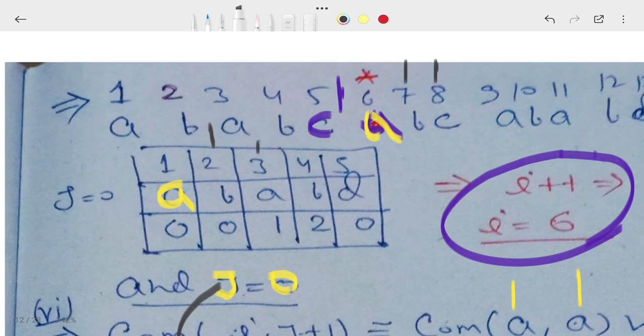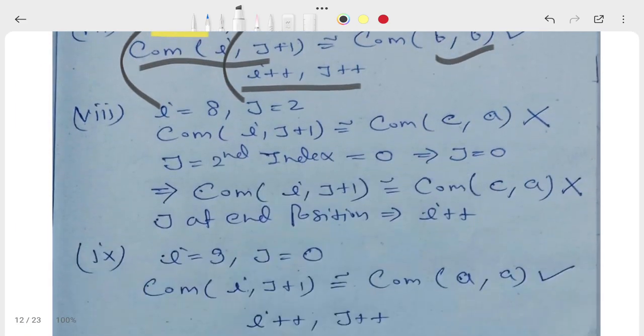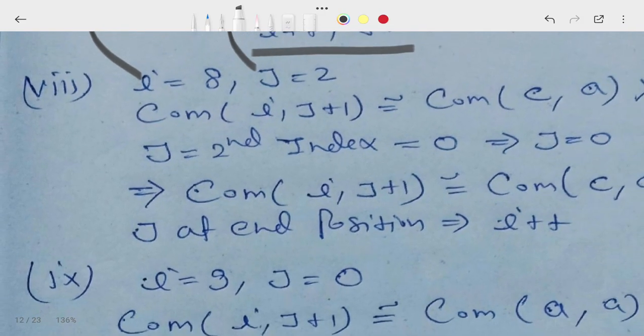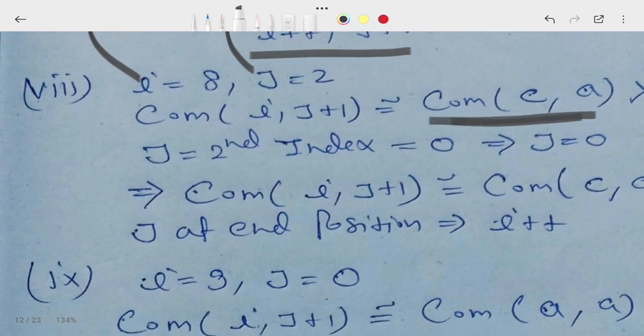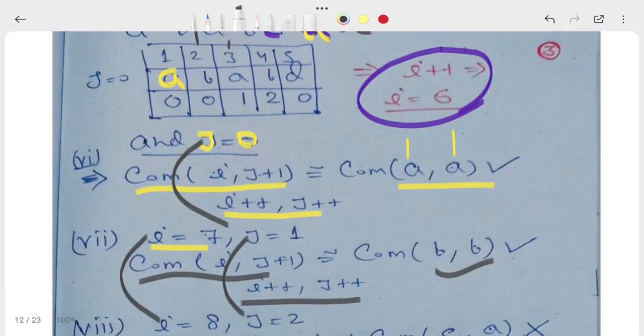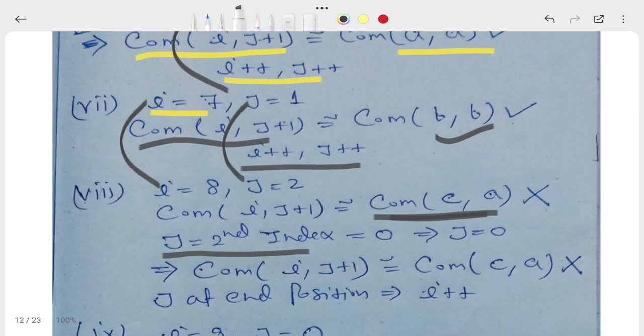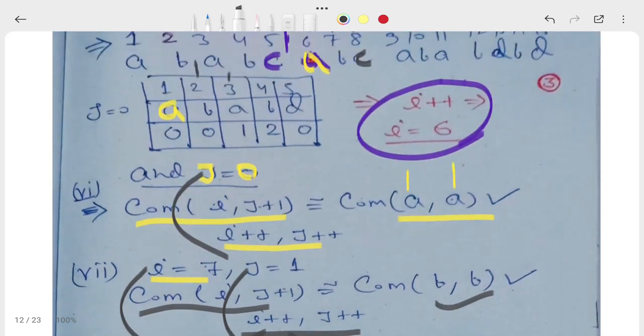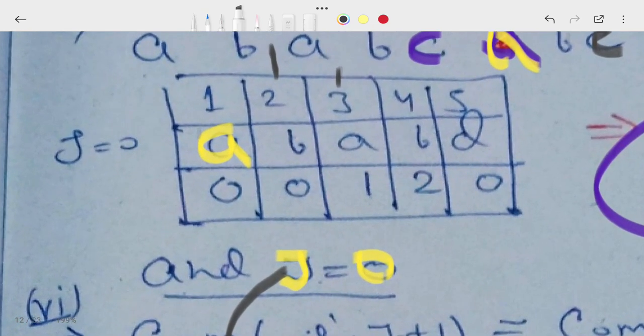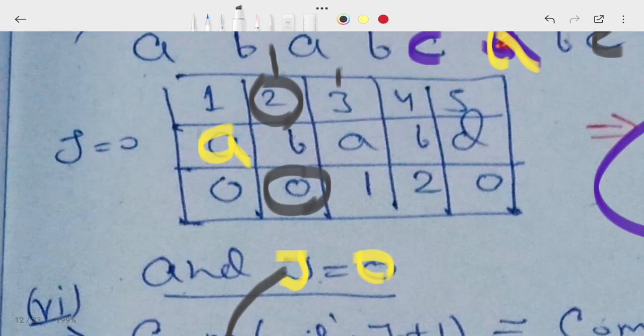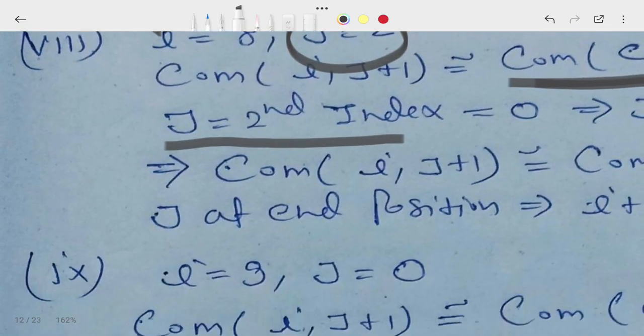Now you can see this B and this C and this A is not matching. If you compare i, C and A, both are not matching. Both are not matching means I will take the index of j. What was j? j is equal to 2. What is the index of j? Index of j is equal to 0. So I will write j is equal to 0 now.